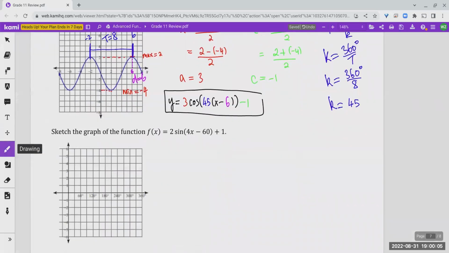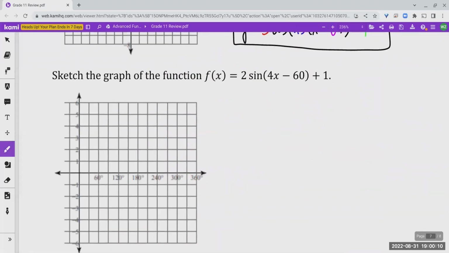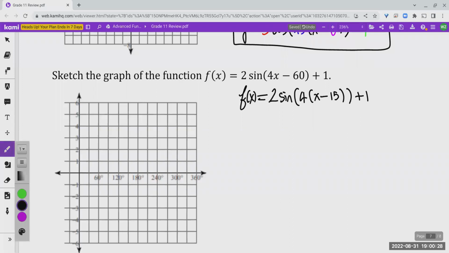Okay, so let's move on to the next one. Here is a function. Draw the graph. The first thing I'm going to do is factor 4 out. 60 over 4 is, I believe, 15. Oh, my mental math is terrible. Yeah, it's 15. I'm going to factor out the 4 because I need that to match the general form. So this is A. This is K. This is C. And that's D.